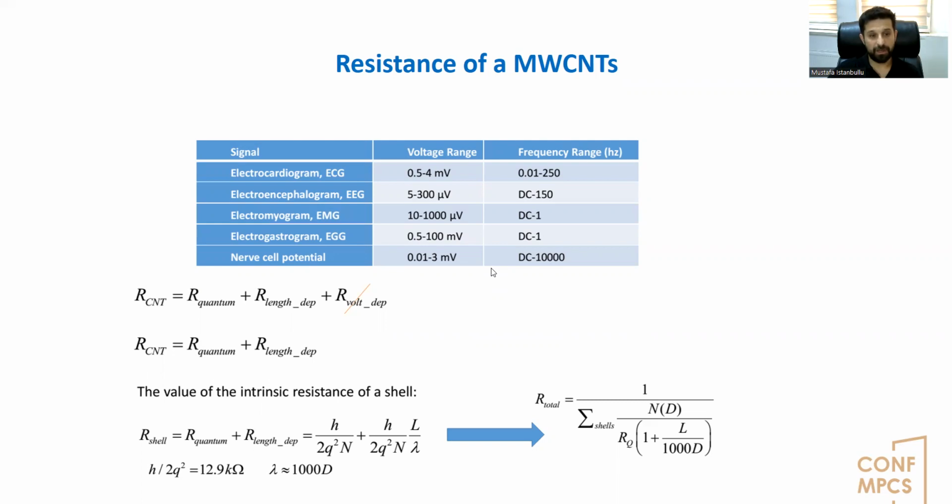Therefore, under the low voltage excitation, the total resistance equation of the carbon nanotube can be simplified by neglecting the voltage dependent resistance. Then if we substitute the quantum and length dependent resistance values, we can get the intrinsic resistance of a shell as shown in the right hand side equation.